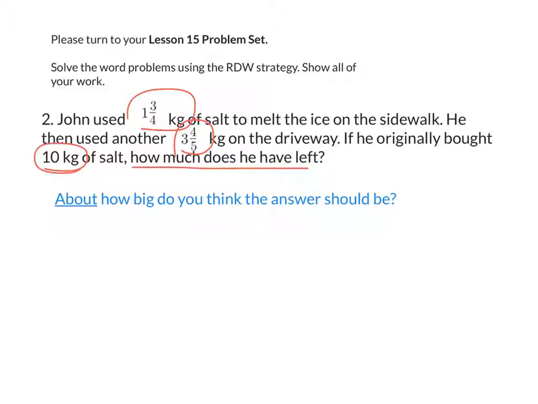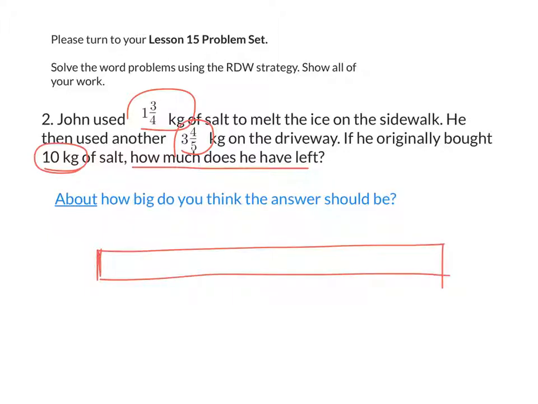The second step is what? D, which stands for? Draw. Okay, let's draw a tape diagram. All together, how much salt did John start out with? 10. Okay, so let's draw a big piece of tape and show that he started with 10 kilograms of salt. Then he used up some of it to melt the ice on the sidewalk. How much did he use at first? 1 3/4 kilograms. Then he used some more. He used another 3 4/5 kilograms. Whatever he has left is the amount he has left.